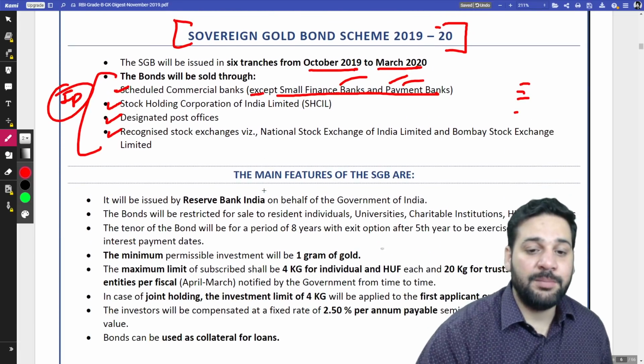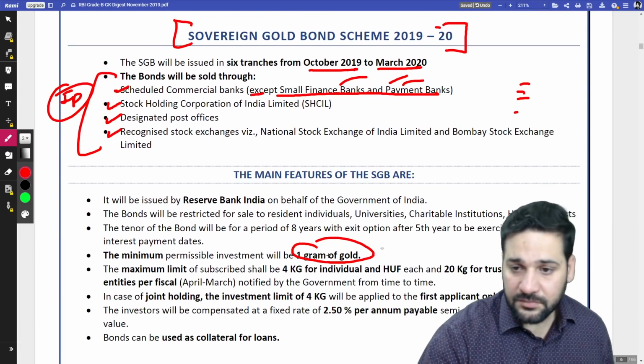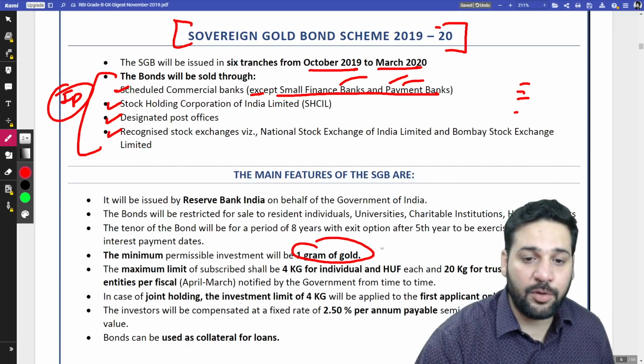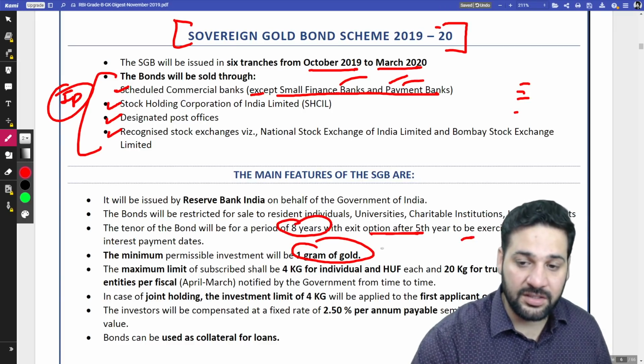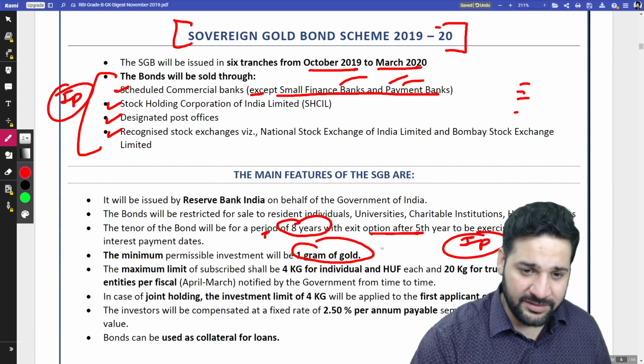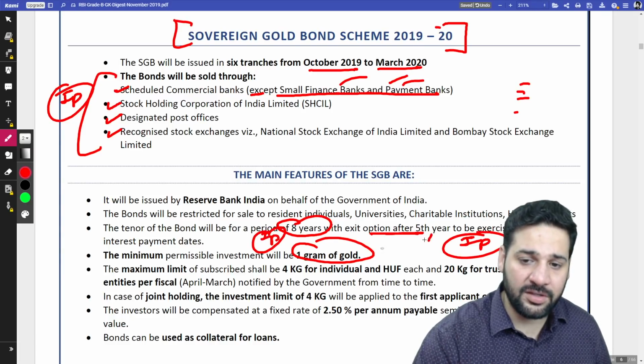The main features: the minimum investment is 1 gram, right? And the tenure of the bond is 8 years. This is also important. And the exit option is there after the 5th year. So it is really important. This one is important. Exit option after 5 years.